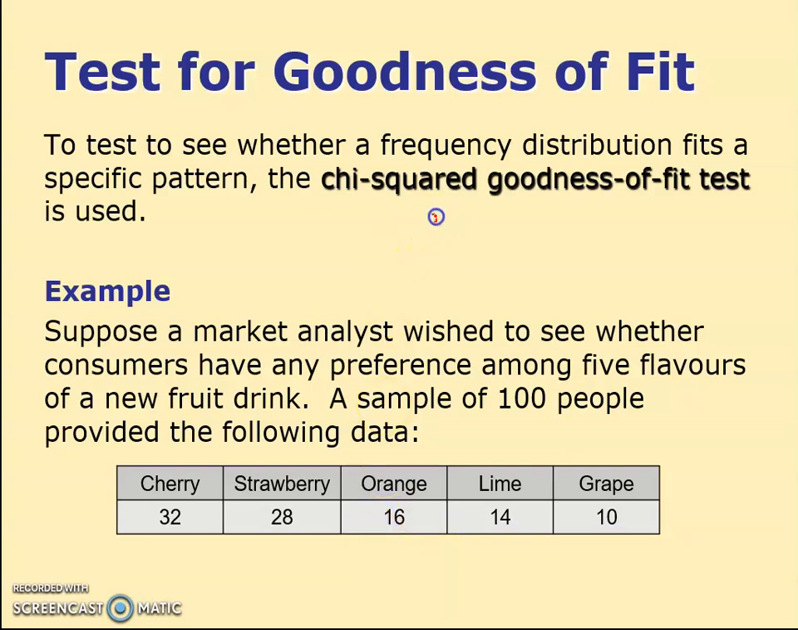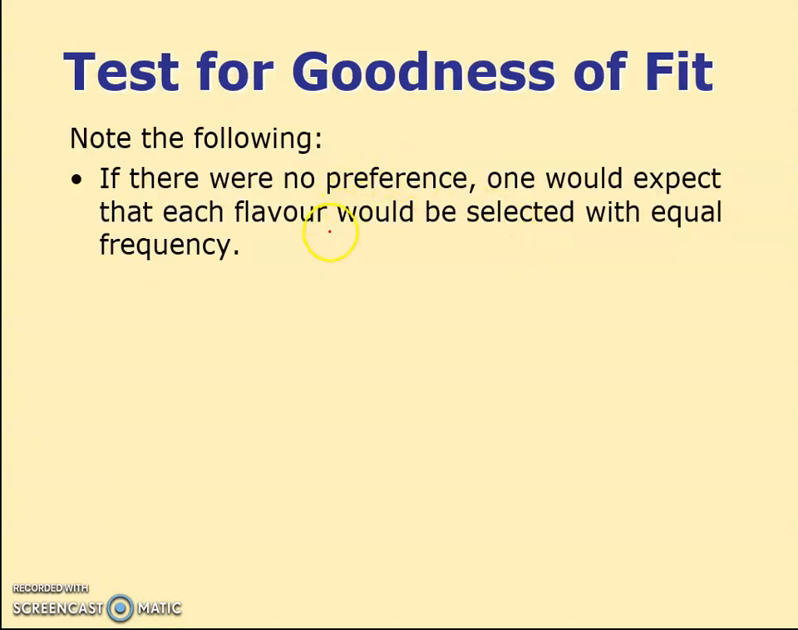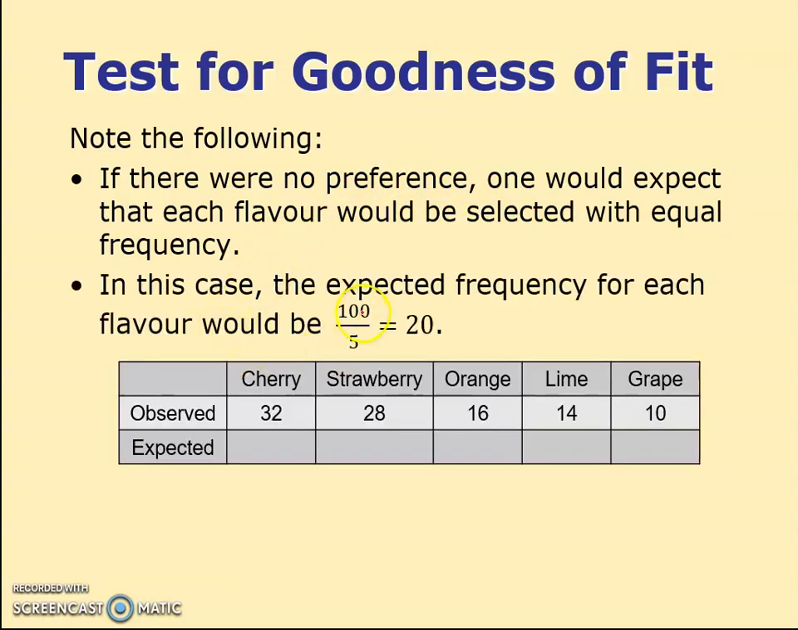By the way, sometimes we call these GOF tests. And you can see the GOF bit comes from goodness of fit. So you often just see these described as GOF tests. Anyway, let's have a look at this. Note the following. If the original assumption was right, they would all be in equal frequency. And since there are 100 initially, in this particular example, all we do is say 100 divided by 5, there should have been 20. So that effectively gives us our expected data.